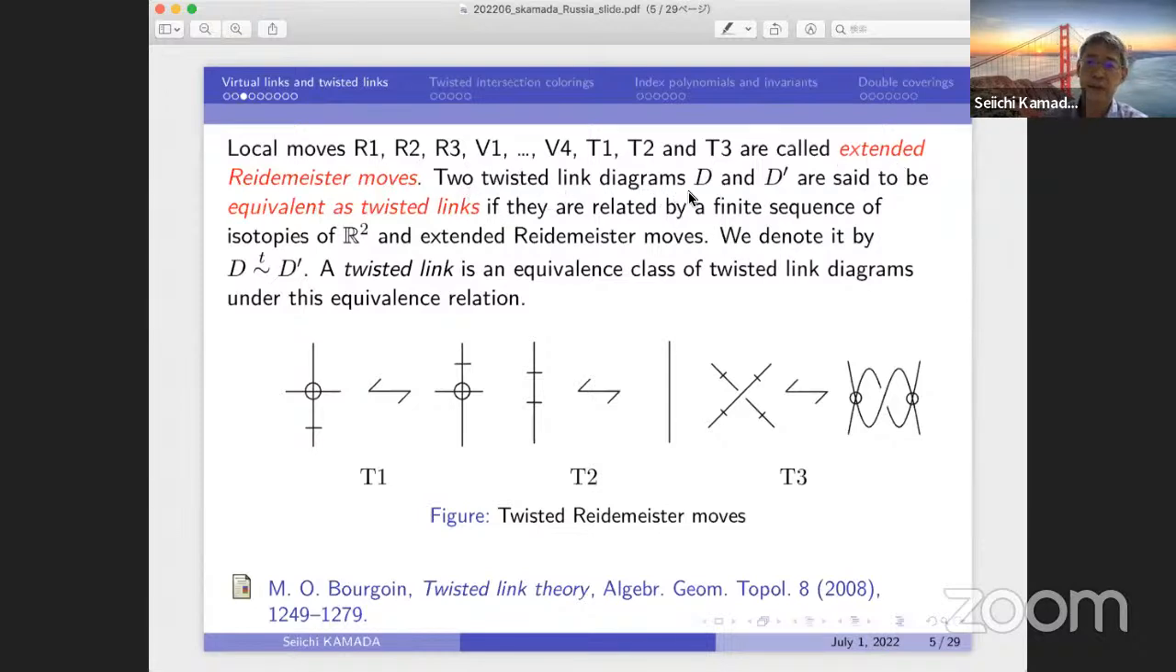Two twisted link diagrams, D and D prime, are said to be equivalent as twisted links if they are related by a finite sequence of isotopies of R2 and extended Reidemeister moves. We denote it by D ~_T D prime, where T is for twisted. A twisted link is an equivalence class of twisted link diagrams under this equivalence relation. Twisted links were introduced by Bourgoin in this paper.